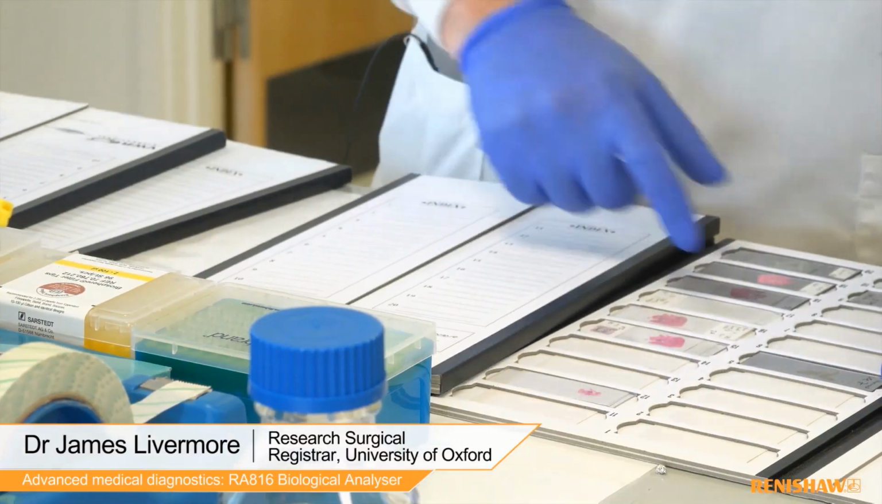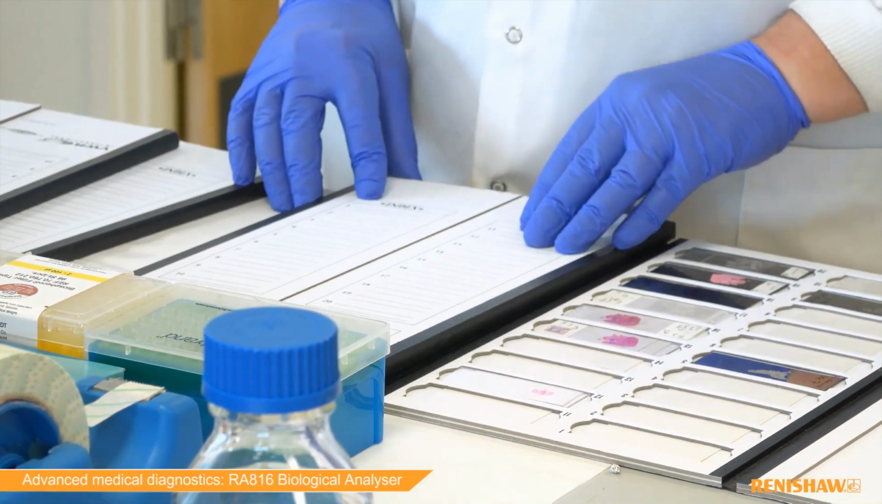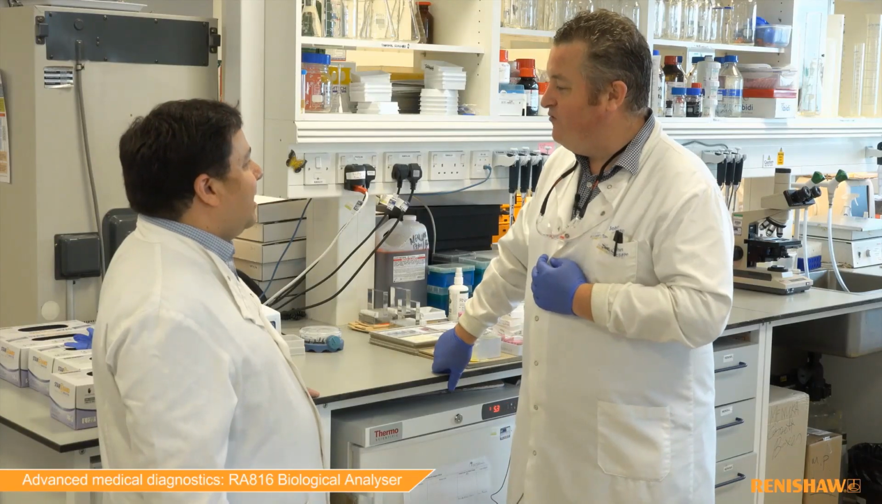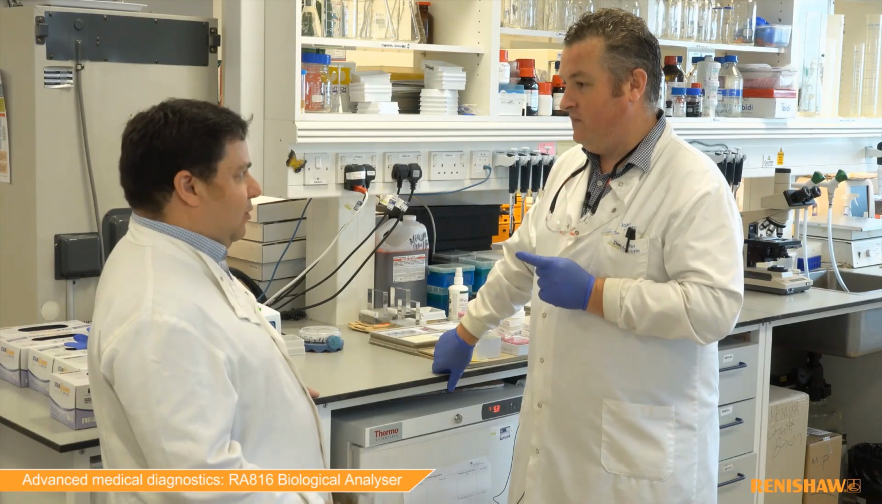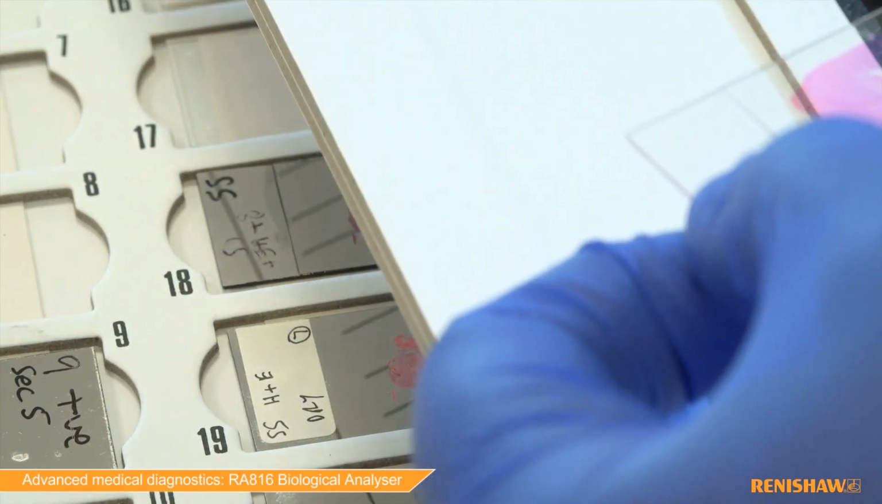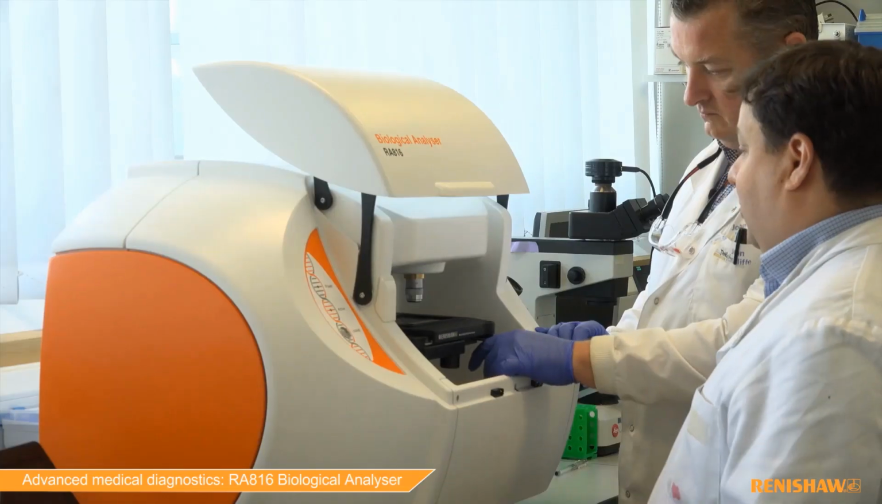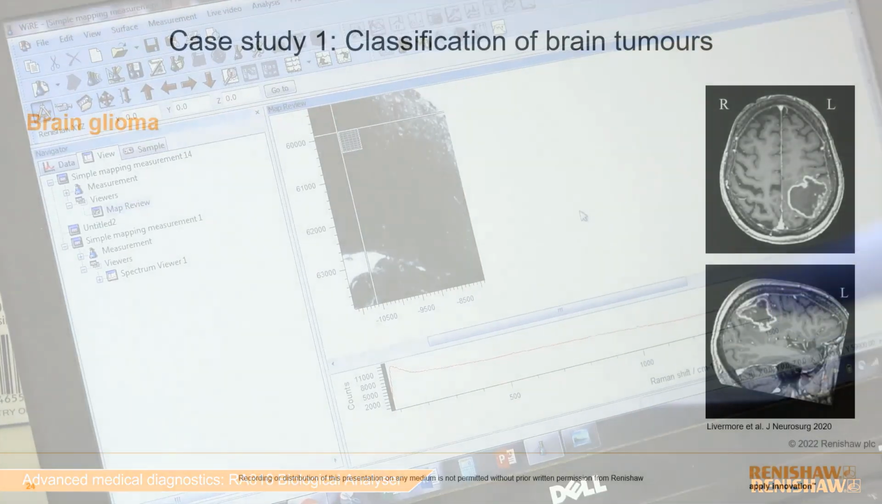I'm currently doing a PhD in applying Raman spectroscopy to brain tumour research, and we're using the Renishaw biological analyser to try to learn a bit more about brain tumours. So it's become increasingly important to know the genetic subtyping of these tumours actually at the time of surgery to plan treatment, not only surgical treatment, but then later on radiotherapy and chemotherapy. The beauty of Raman is that you don't need any sample preparation at all. The samples can be put straight in the analyser and it can give you an answer pretty much straight away.